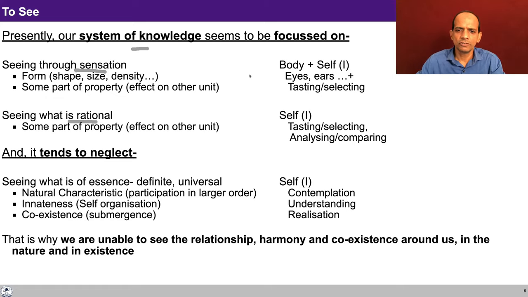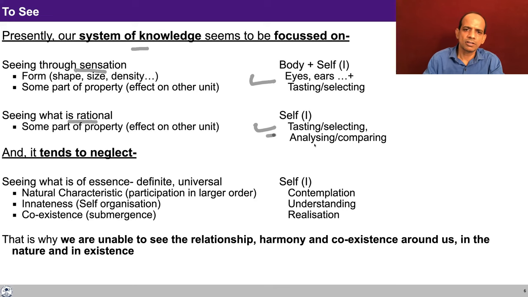So here we have the role of body and the self. When we are operating at the level of sensation, the body has a role to play, when you are receiving the sensation, isn't it? But when you are trying to look at what is rational, then it is completely at the level of self. So you have tested the form, and with that you try to analyze and compare. This is going to happen in the self, by the self. When you are analyzing, the body has no role to play.